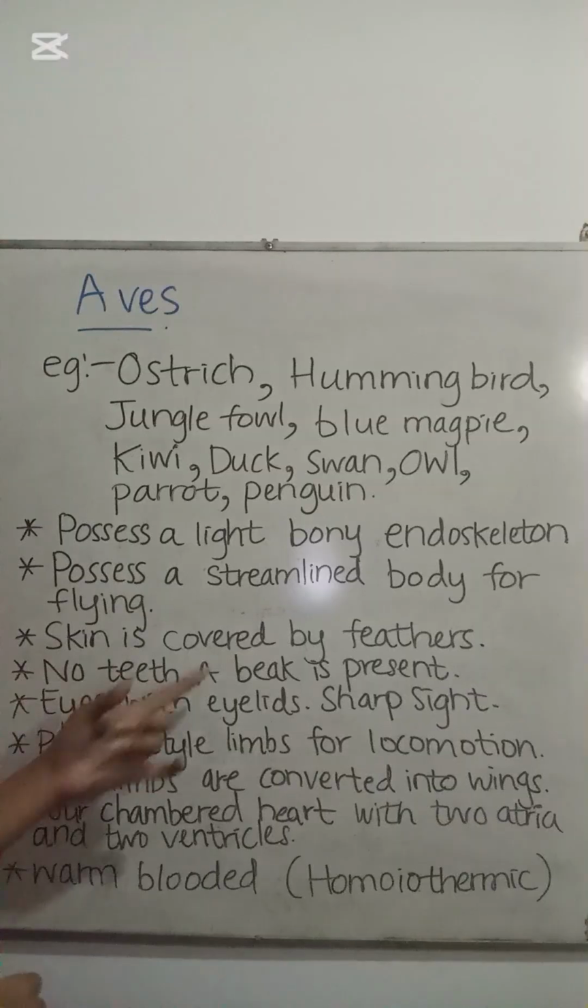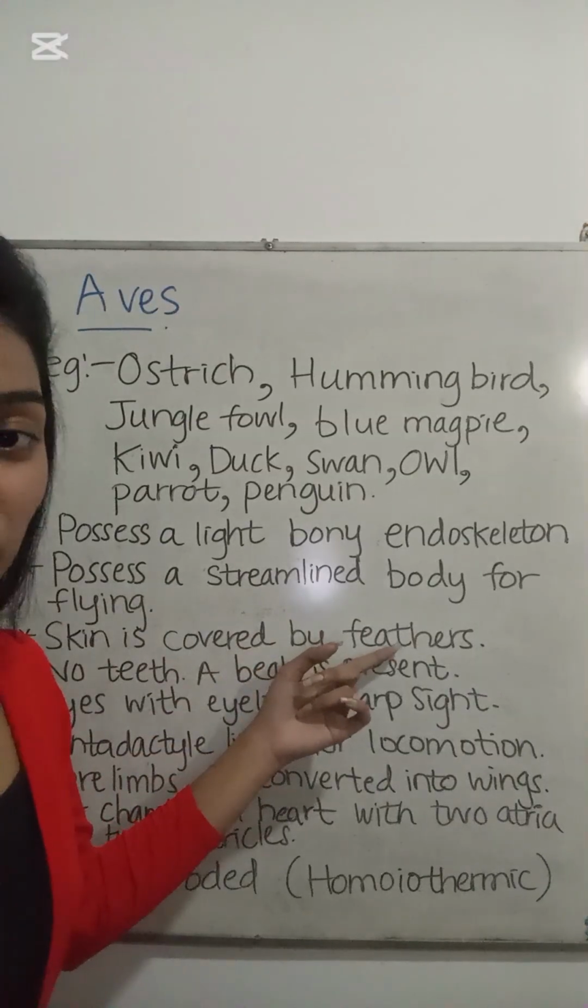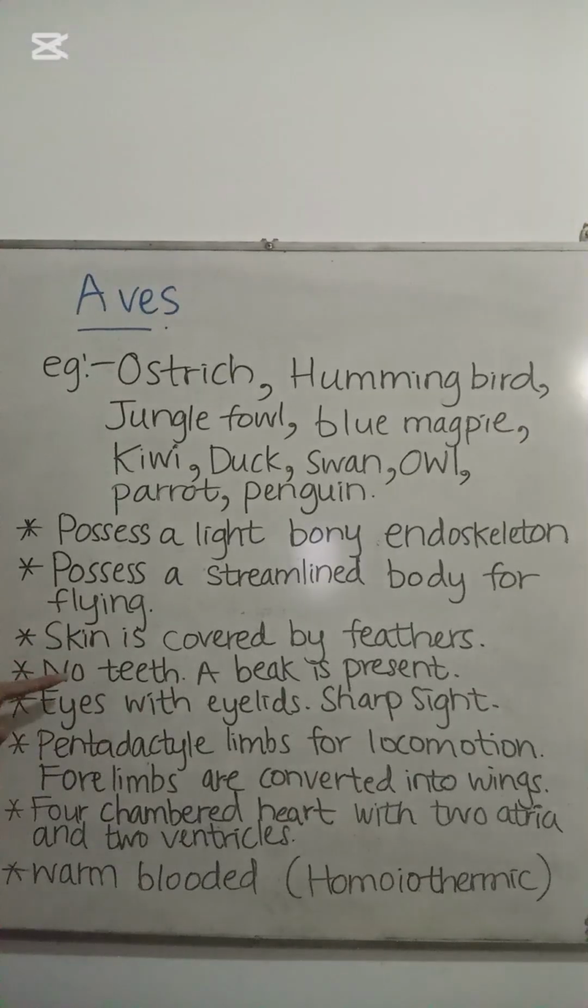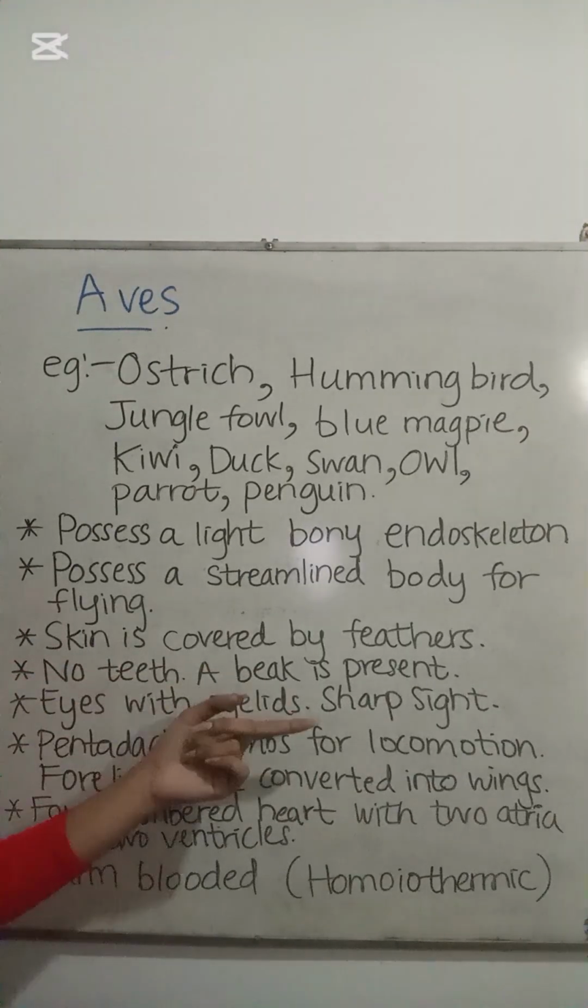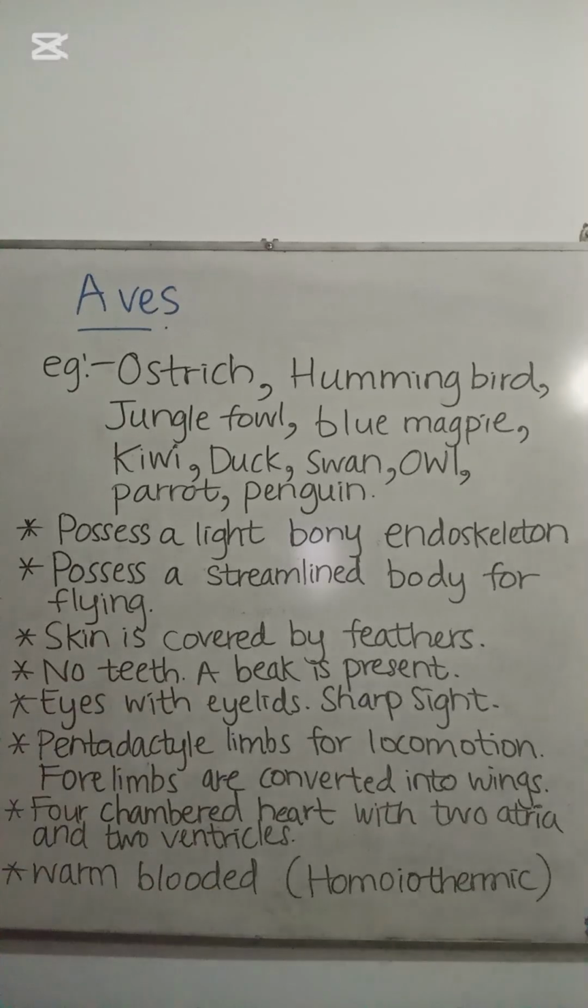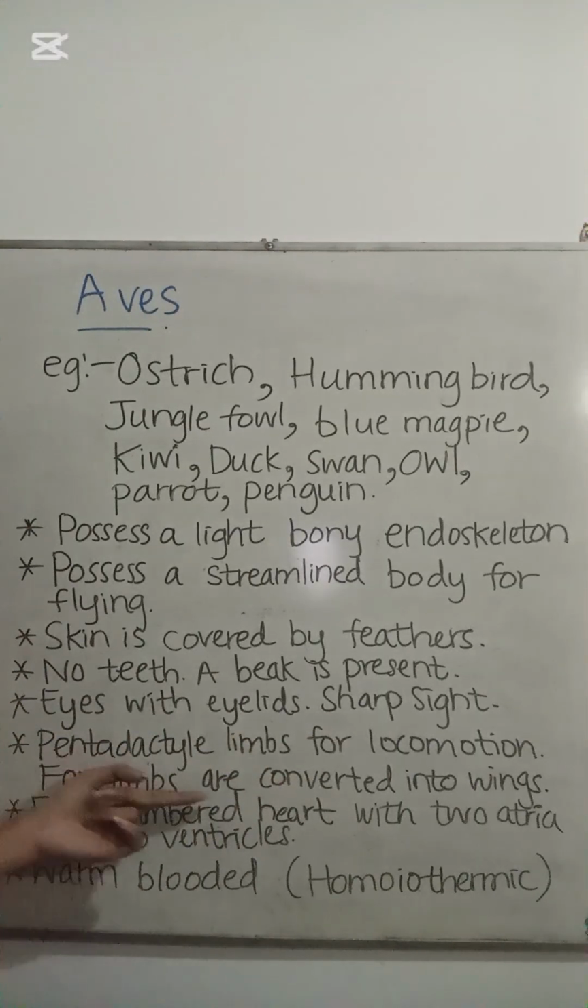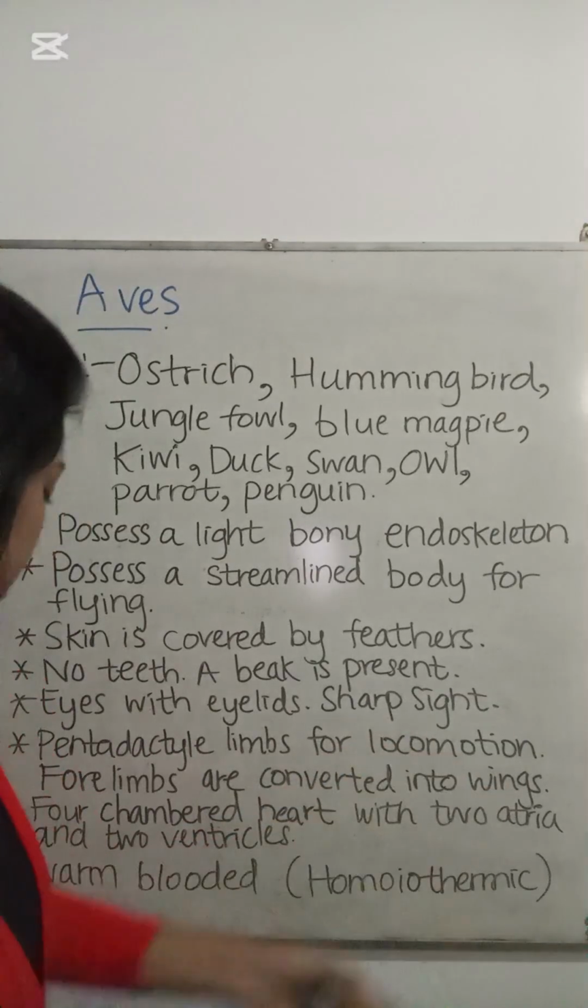And their skin is covered by feathers. This is a unique feature in aves. And they do not have teeth, no teeth, and they have a beak. Instead of teeth, they have a beak. They have eyes with eyelids and they have sharp sight. They also have pentadactyl limbs for locomotion, and their forelimbs are converted into wings.